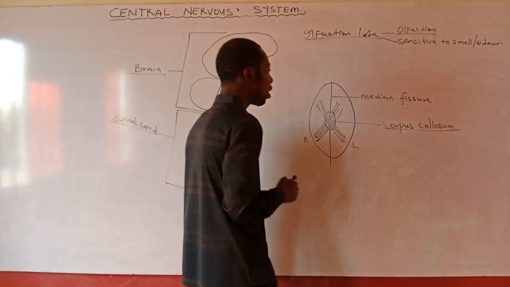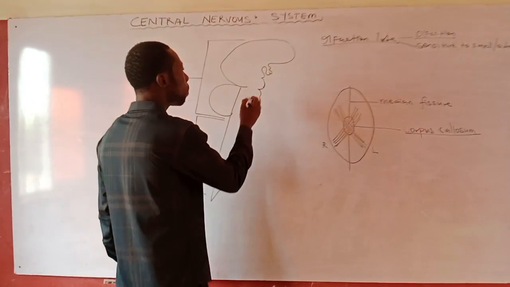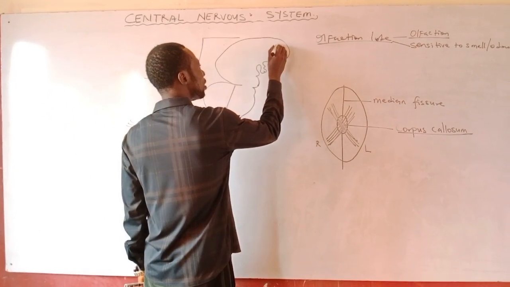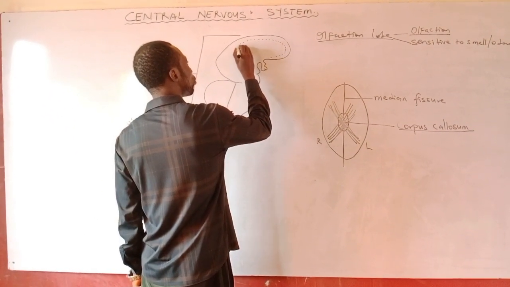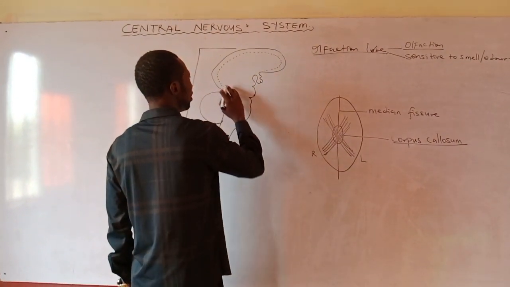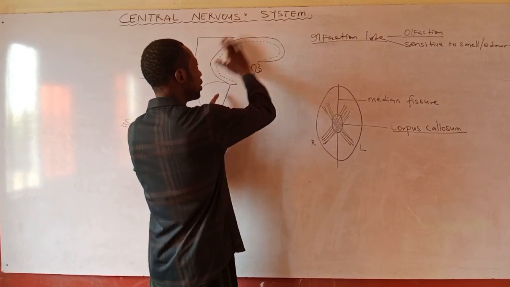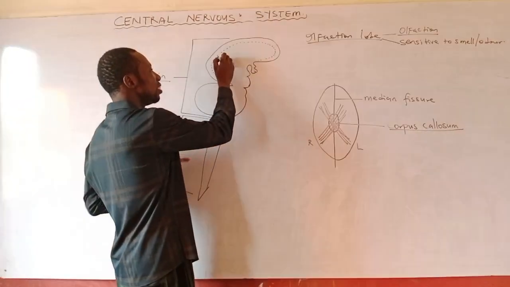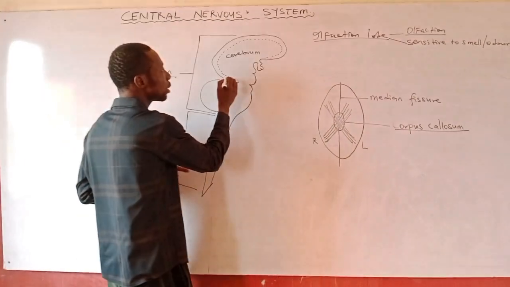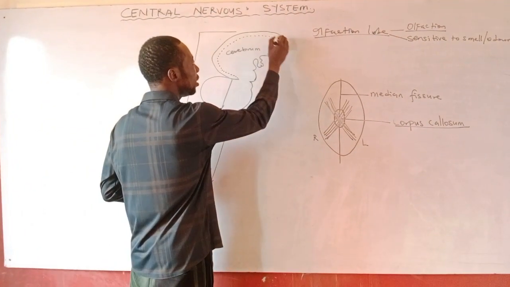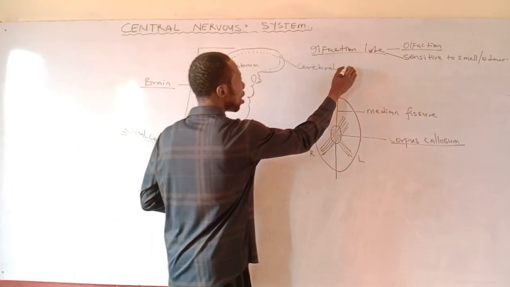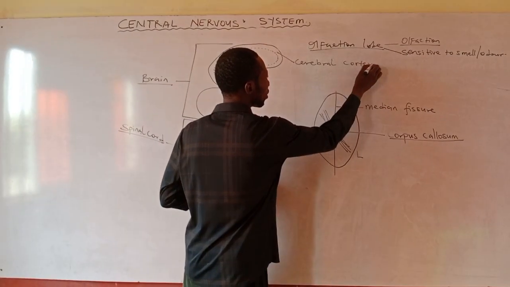Okay. Now, the most important part of every brain here is this part, which is the outermost part of the cerebrum. As you can see, the whole of this diagram here is the cerebrum, which is the largest part of the brain. Then the outer part of the cerebrum is known as the cerebral cortex.